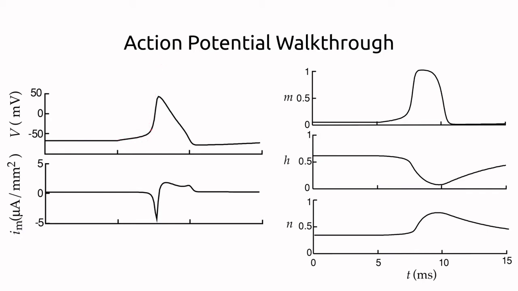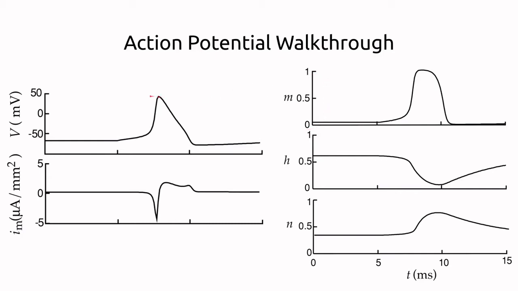So the voltage continues to increase, and it starts increasing more sharply, because we get a feedback loop. As the voltage increases, it causes M to start to increase as well. So more sodium is coming into the neuron.